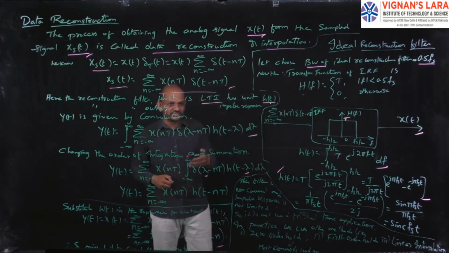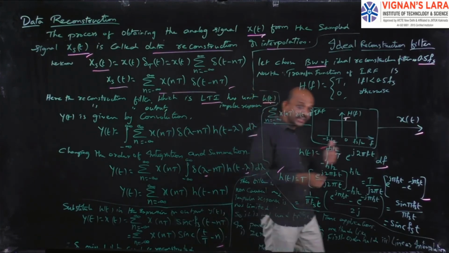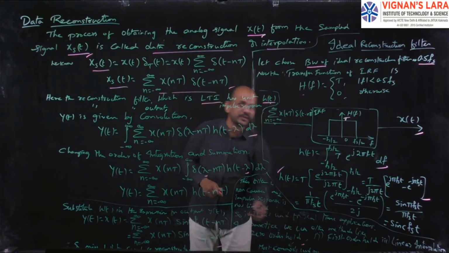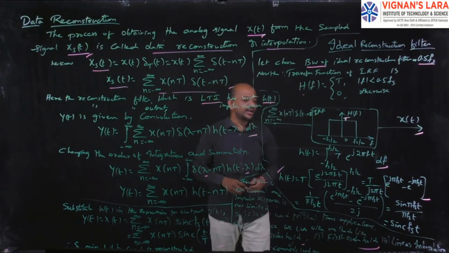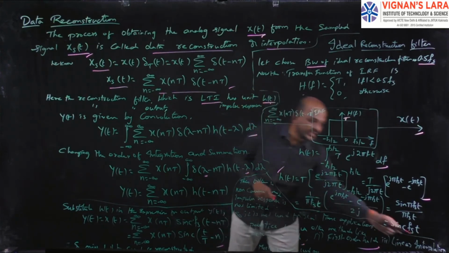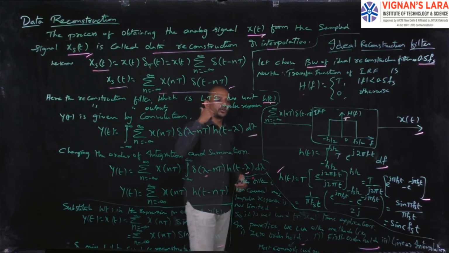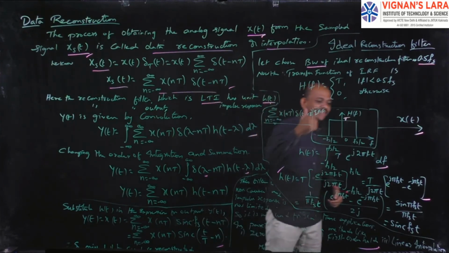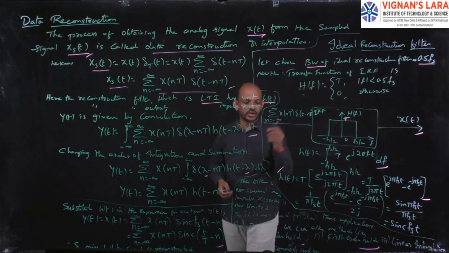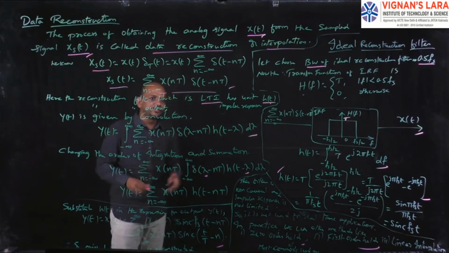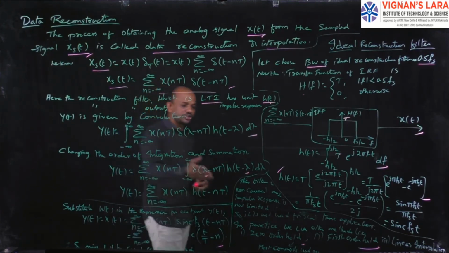So in practice, in real time, we use other filter methods. Most commonly we use three methods: zero order hold, first order hold, and linear interpolation. Of these three, the most commonly used one is zero order hold.